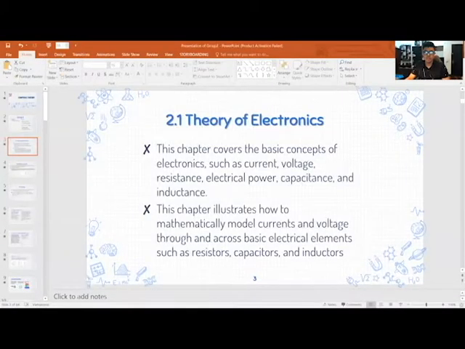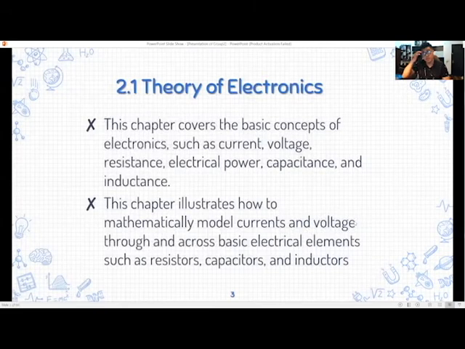Hi everybody, today I will be the first member to introduce you to the first part of Chapter 2. This chapter covers the basic concepts of electronics, such as current, voltage, resistance, electric power, capacitance, and inductance. And this chapter also illustrates how to mathematically model current and voltage across basic electrical elements, as you can see on the screen.